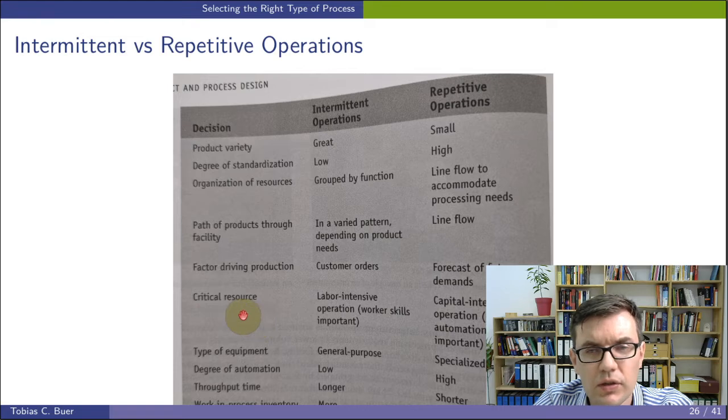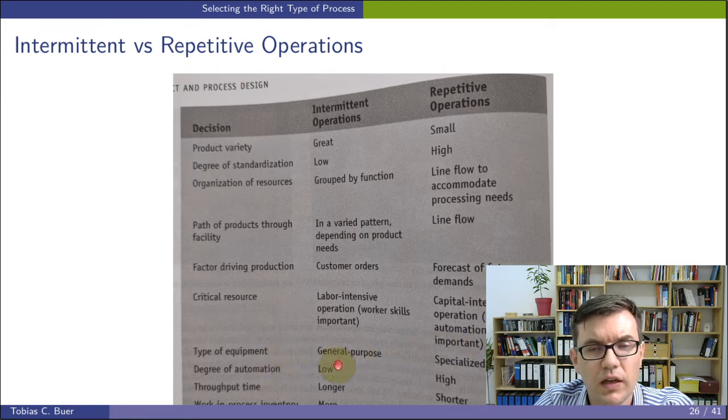What are the critical resources? Well, in the intermittent operations, we have a lot of labor-intensive operations. Usually we have highly skilled workers to perform individual, maybe creative tasks on the product. And for the repetitive operations, usually we require a lot of capital to fund the machines for automation. We have a lot of technology, and the labor is less important for the actual manufacturing process.